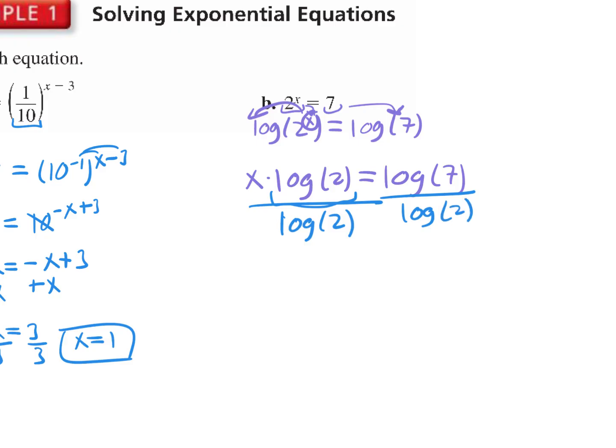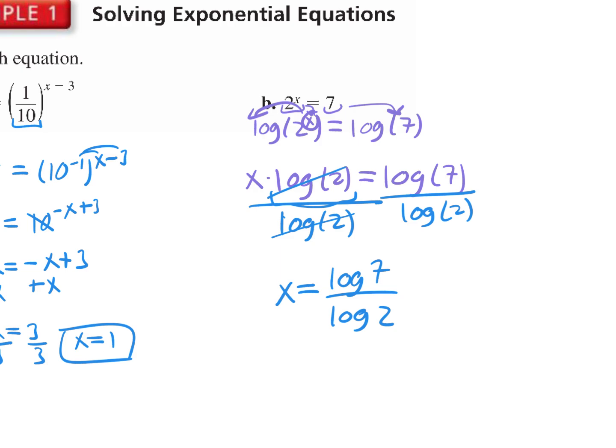Right, divide by log 2 everywhere, on both sides. And then what that's going to do is cancel out this log 2, and so you get x equals log 7 over log 2. All right, and this is your exact answer.